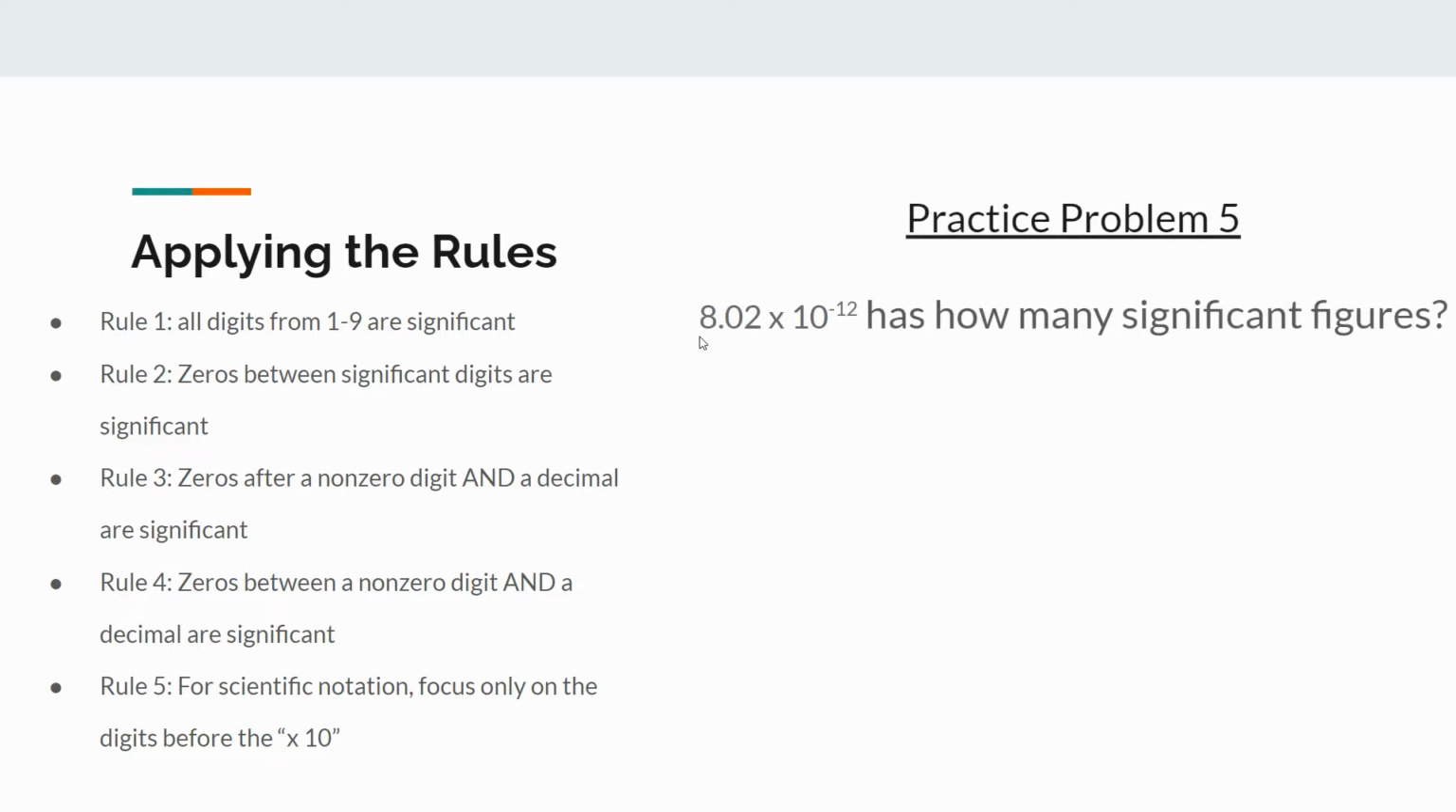Problem number 5. 8.02 times 10 to the power of negative 12 has how many significant figures? By rule 5, we ignore the times 10 to the power of negative 12 since we don't count that in the significant figures. So we are left with 8.02, and since the 8 and 2 apply to rule 1, they are both sig figs. The 0 applies to rule 3 since it is after a non-zero digit and a decimal. Altogether, there are 3 sig figs in this problem.